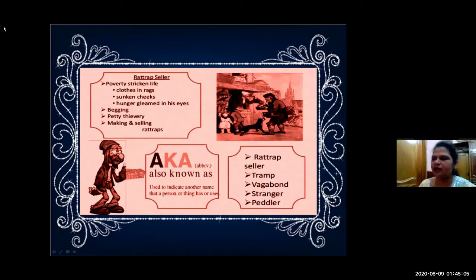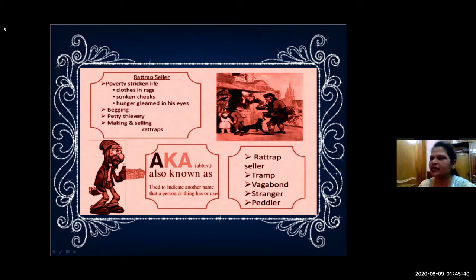The main character of the story is the rattrap seller. He is known by various names in the story. He is a tramp, a vagabond. Tramp and vagabond are the same words having the same meaning. It means a homeless person who sells his things by roaming from one place to another. A stranger is someone who is not known to anyone, and a peddler is a person who sells small goods.